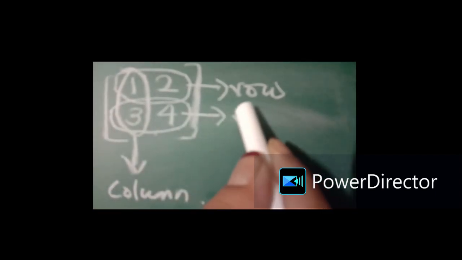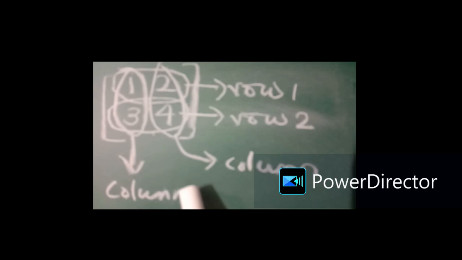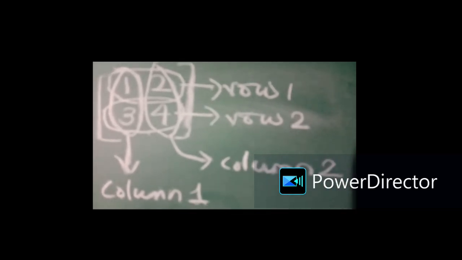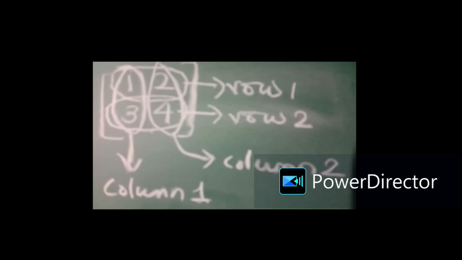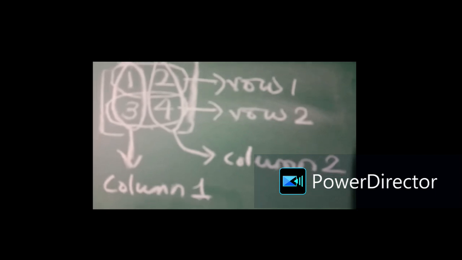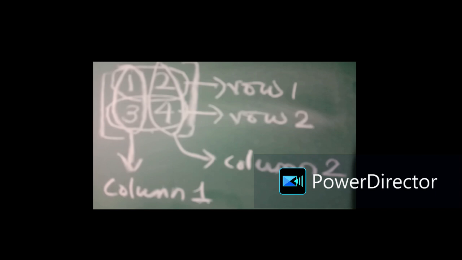Likewise, these two elements also comprise a row and these elements comprise a column. So in general in this matrix we have got two rows, row 1 I'll call this and row 2, and this is column 1 and column 2. Now we are going to talk about first row transformation and then column transformation.